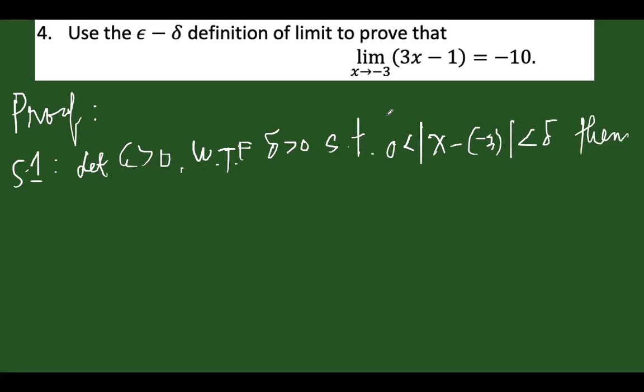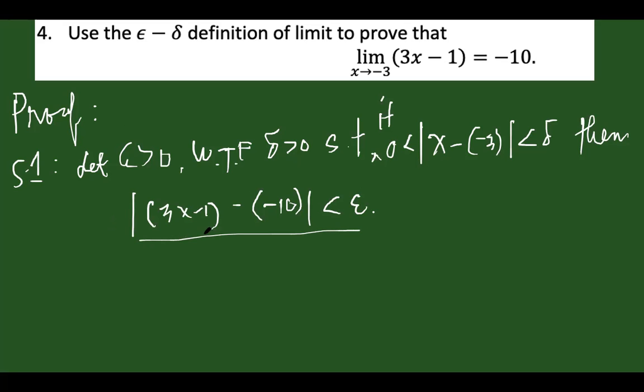Then, this is if, right? Then we should be getting the absolute value of 3x minus 1 minus -10 is less than epsilon. So again, at this very moment, we will be looking for delta. And for us to find the value of delta, we will be using the given expression, the absolute value of 3x minus 1 minus -10, which is less than epsilon.